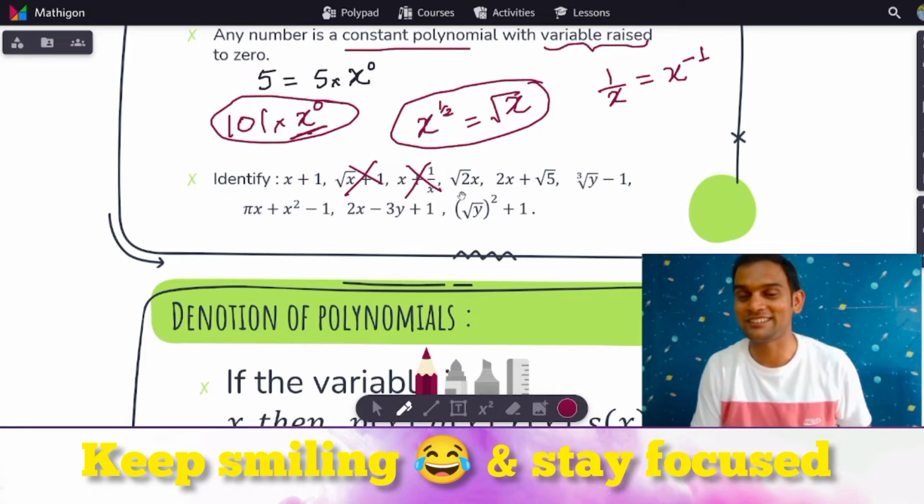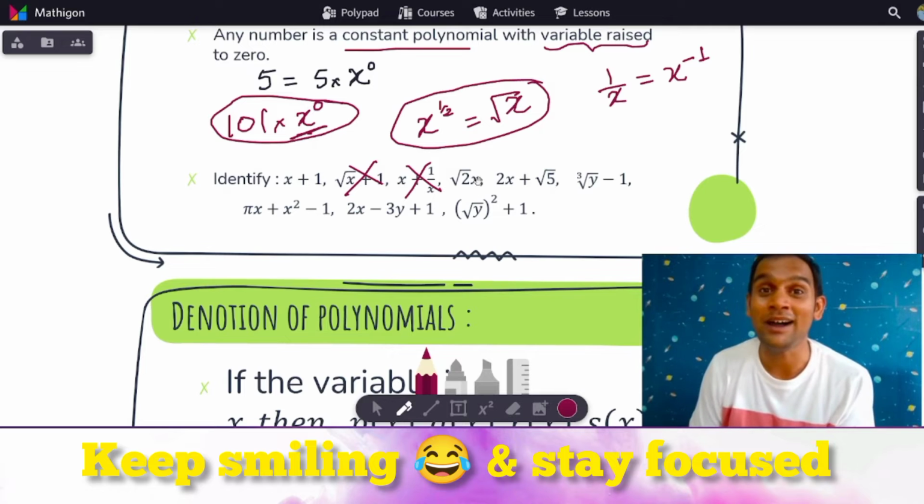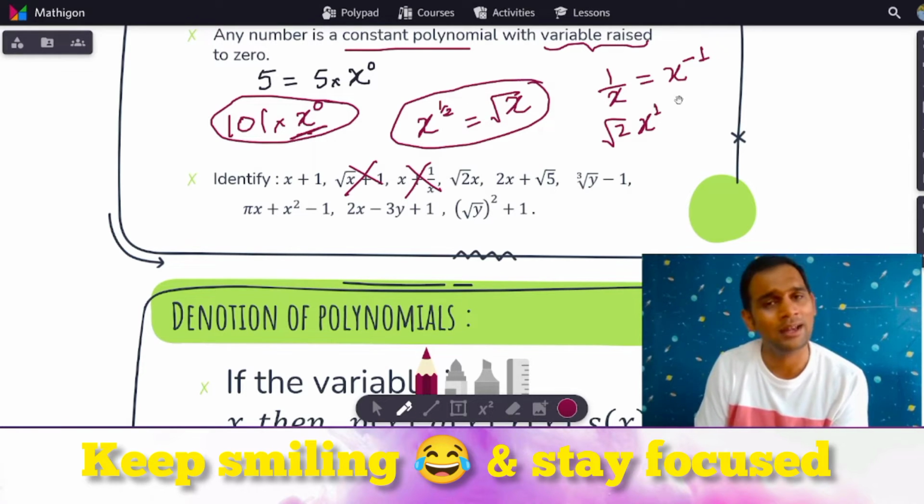Root 2 times x. That's a very interesting thing. Now here, root 2 is not a whole number, but we don't have to look at the constants. The definition does not talk about the constant. The definition only talks about the variable, x to the power 1, right? And we can write it as root 2 times x to the power 1. And obviously 1 is a whole number. So this is a polynomial, my dear students.